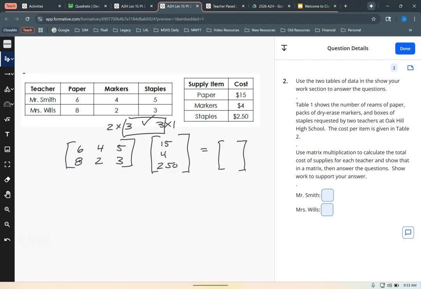2 by 1. Wait a minute. That's going to be 2 by 1. Mr. Smith, row. Miss Wills, row. We're combining these together, right? We're multiplying them. So it's going to be the total cost of what Mr. Smith spent and what Miss Wills spent. Okay, cool. Right on.